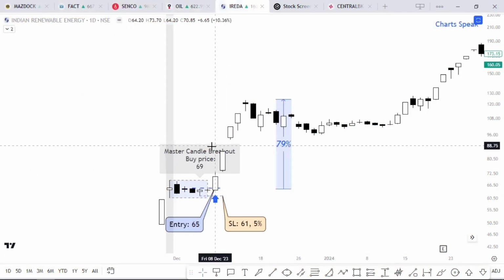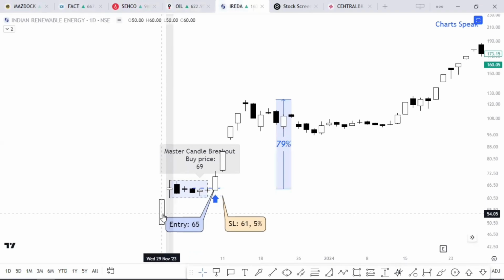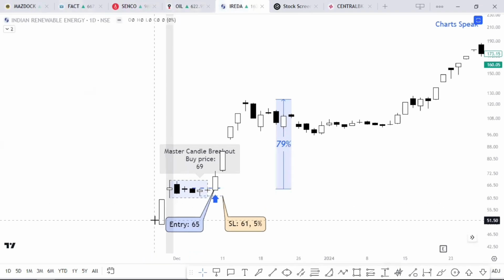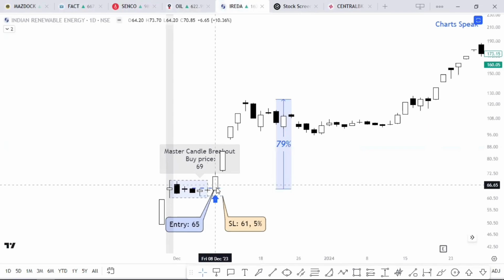Now let's have a look at another IPO setup. The stock hit the 20% upper circuit on the listing day and then it traded inside the master candle for 5 days. It formed very narrow range candles for 4 consecutive days before breaking out.